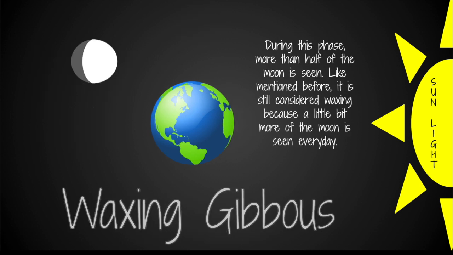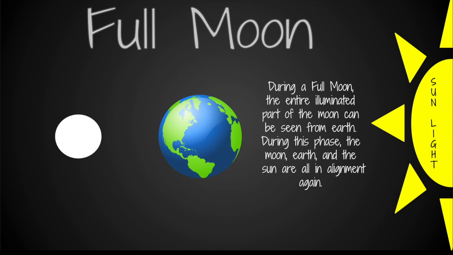Then we get to the waxing gibbous. During this phase, more than half of the moon is seen. Like mentioned before, it is still considered waxing because a little bit more of the moon is seen every day. So unlike the waxing crescent, where we only saw the crescent, in the waxing gibbous, there's only a crescent left that is not illuminated. Which of course then brings us to our full moon.